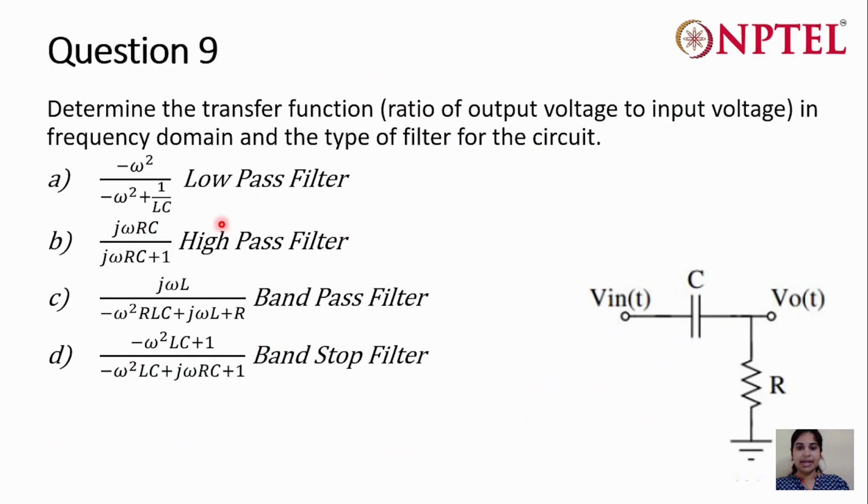In a similar line, we have a few more examples also. Now see, we just have an RC circuit here. What is the ratio of output voltage to input voltage and what kind of filter is this? We just have to follow the same kind of setup.